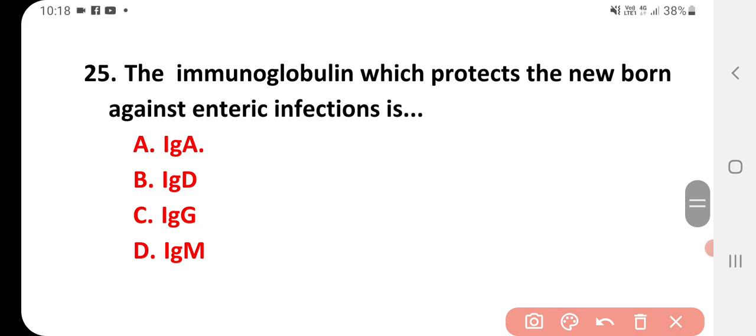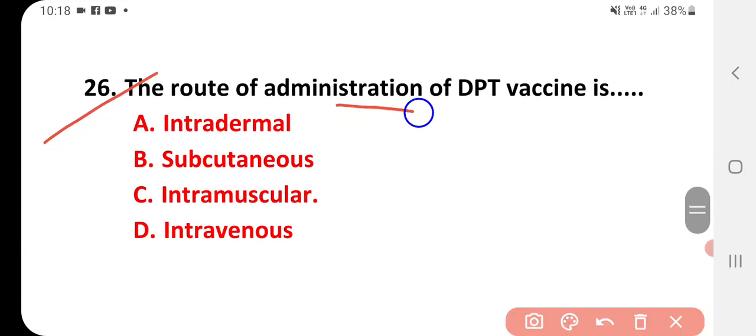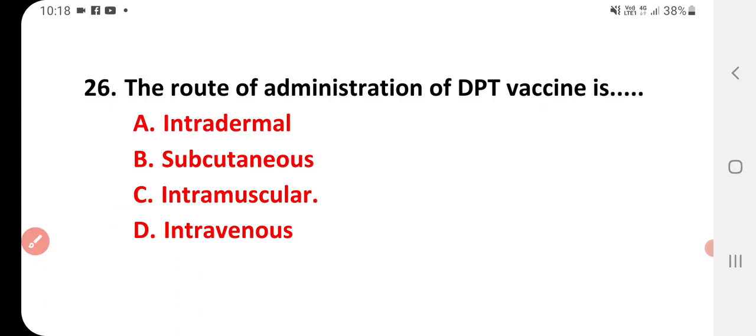Next 25th, the immunoglobulin which protects the newborn against enteric infection is IgA, IgD, IgG, IgM. So the immunoglobulin which protects the newborn against enteric infection is IgA. Option A is the right answer. Next 26th, the route of administration of DPT vaccine is intradermal, subcutaneous, intramuscular, intravenous. So route of administration of DPT vaccine is intramuscular. Option C.